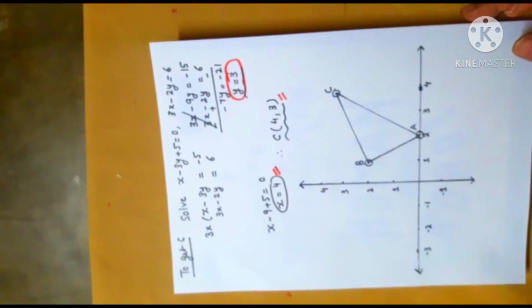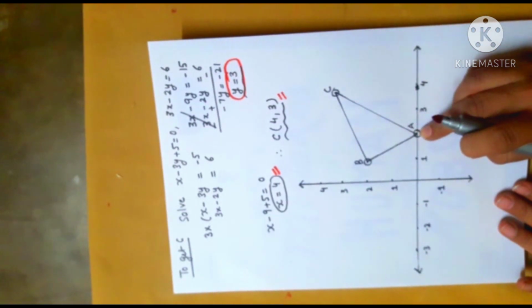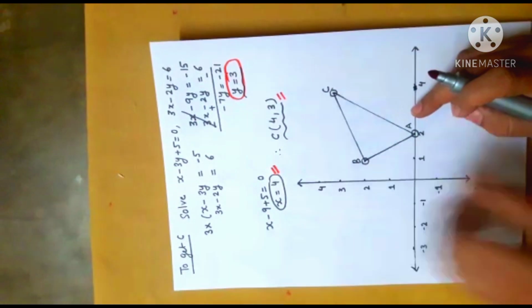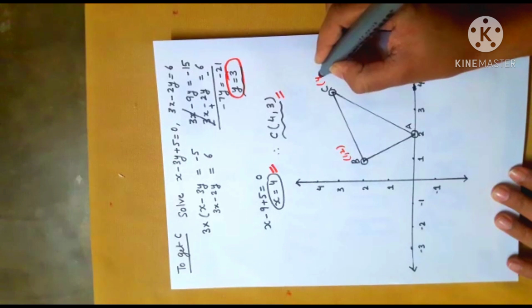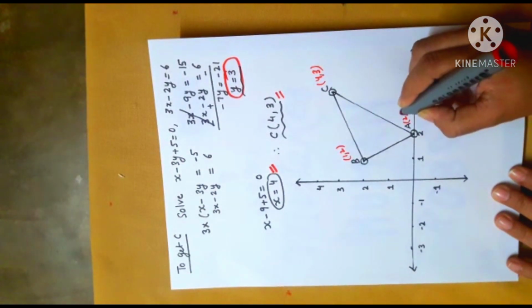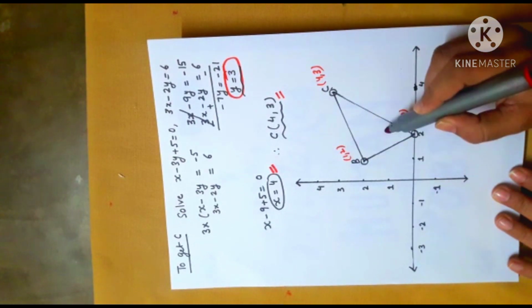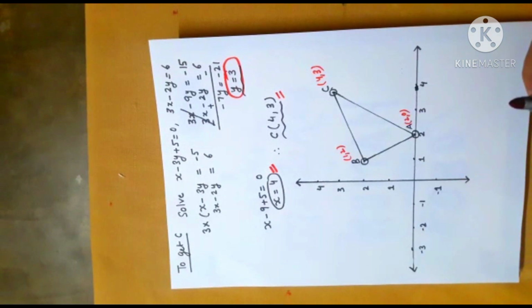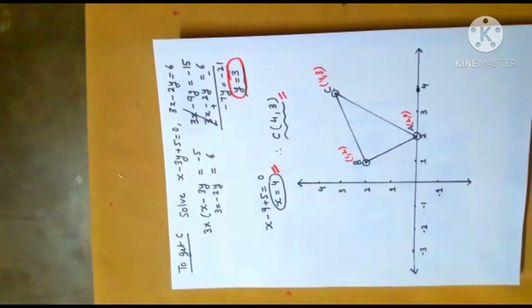Now I will plot the vertices A, B and C. Now first vertex A was 2, 0. Here is A, then B was 1, 2, and then C is 4, 3, right? Now I join these vertices, I get the triangle ABC. Now using integration, I need to find out the area of this triangular region.